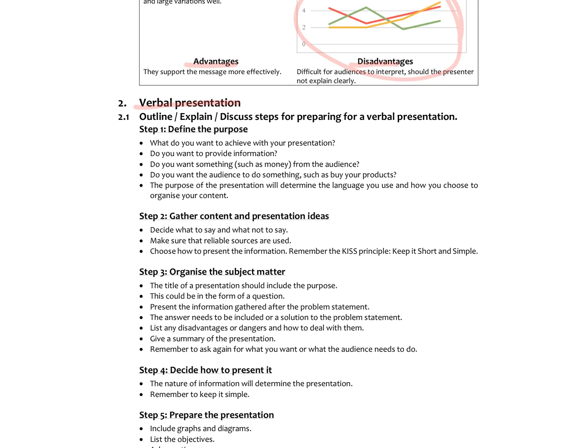We start off with an outline or discuss the steps for preparing a verbal presentation. Step 1, define the purpose. Step 2, gather content and presentation ideas.